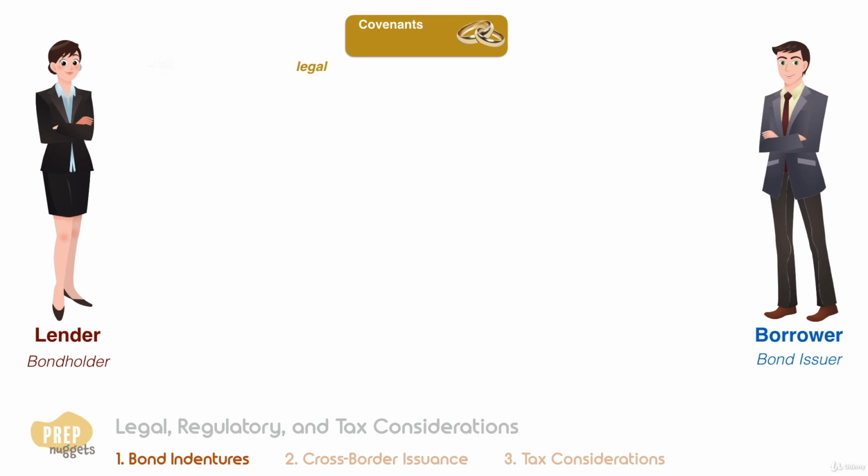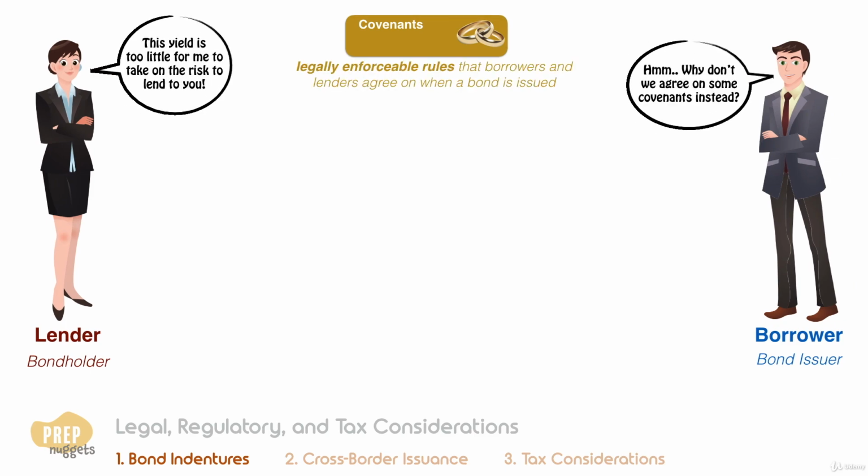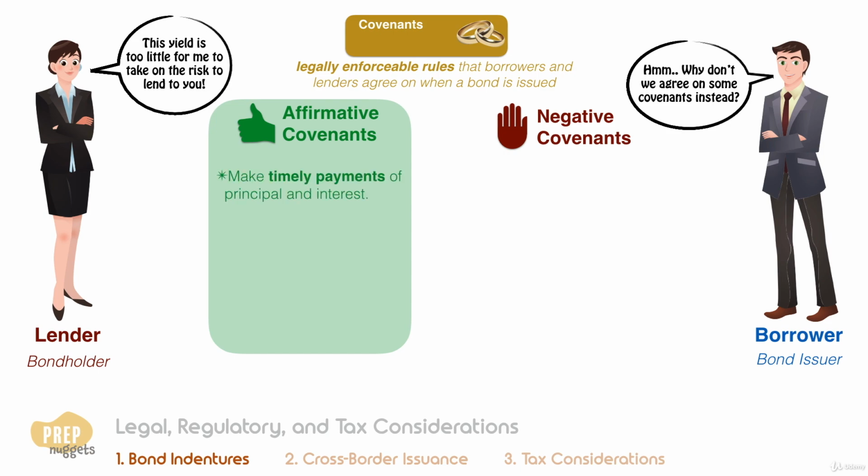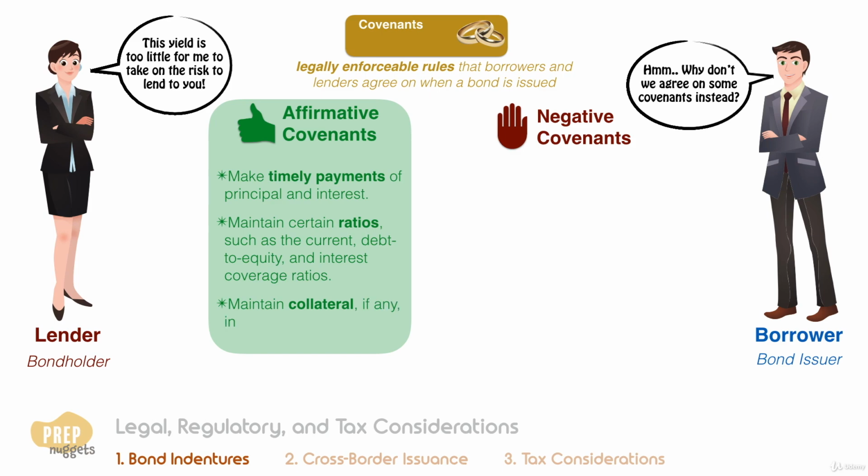Debt covenants are legally enforceable rules that borrowers and lenders agree on when a bond is issued. Generally, covenants are meant to protect the lender's position. The restrictions can be in the form of affirmative covenants or negative covenants. With affirmative covenants, the borrower promises to do certain things. Such covenants include requiring the borrower to make timely payments of principal and interest, maintain certain ratios such as the current, debt-to-equity and interest coverage ratios, and maintain collateral if any in working order.